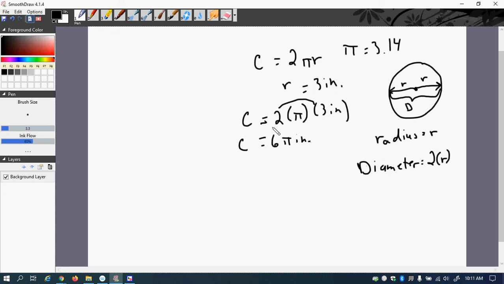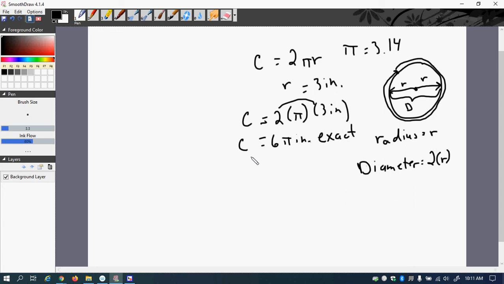And notice again, for circumference, this is also a distance. Distance for circumference is basically saying, if I pick a point here and travel all the way around the circle, that's the distance we call circumference. In this case, this will be 6 pi inches. Now this is called an exact value because pi is left in the equation.